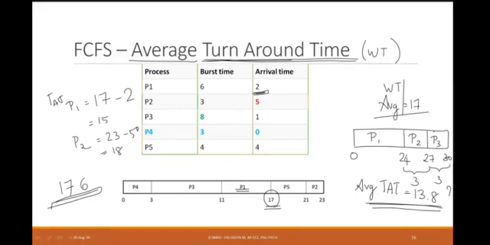Yes, I guess it is 12.6. Akash, check your answer. 12.6 for the first one, yes. Average turnaround time is 12.6 for the first one. And for the second one, I'm not sure. 26 for the second one.